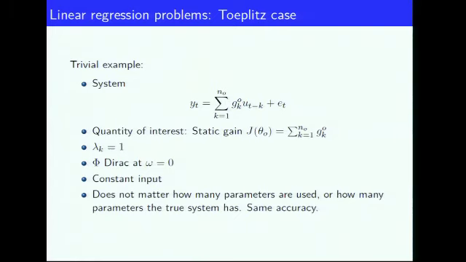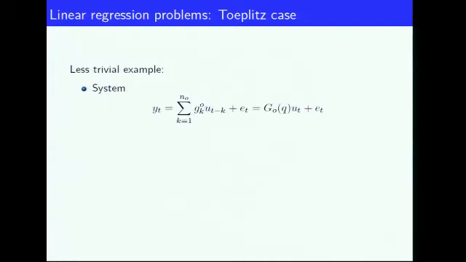And then you see that, of course, if I use a constant input, it doesn't matter what n naught is, I still get the same result. So this is some good news. Complexity here doesn't play any role. I can estimate as many parameters as I want, even overparameterize. It looks like a very trivial example. So let's take something a little bit less trivial.